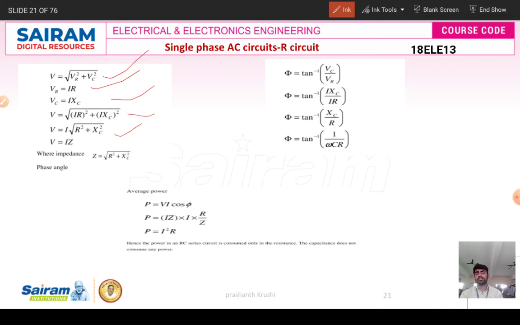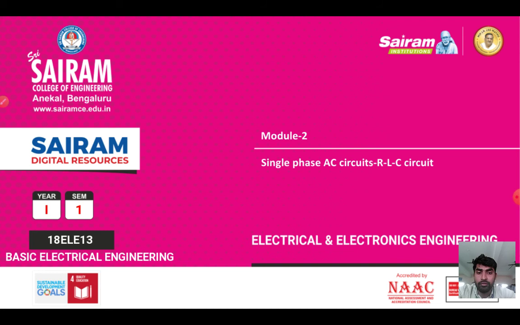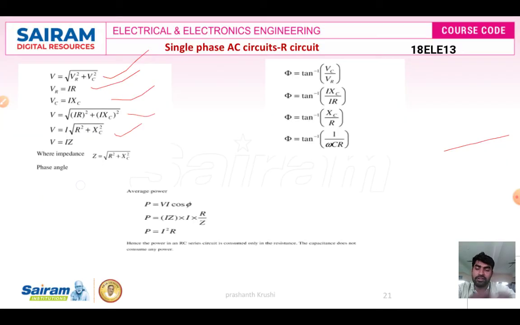So phi is equal to tan inverse of VC by VR. If you want to calculate phi, it is tan inverse of I XC by I R, so phi is equal to tan inverse of XC by R. So phi is equal to tan inverse of 1 by omega C R. Right, this is the capacitance circuit. So if you want to calculate the phase angle, we can use this phase angle formula.